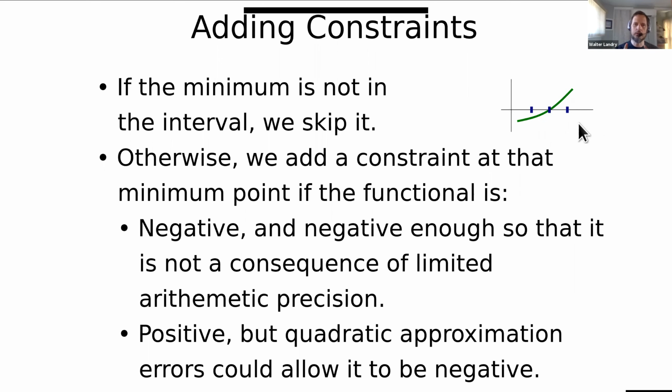But otherwise, we add a constraint at the minimum point if the functional is negative, but not just barely negative. If it's like minus 10 to the minus 300, well, that's probably just arithmetic precision problems, and we call that 0. But it could also be that it's positive, but the quadratic approximation is so terrible that it could allow it to be negative. Usually when it's negative, it's negative, but you run into these weird corner cases. So I had to fix for those special cases.